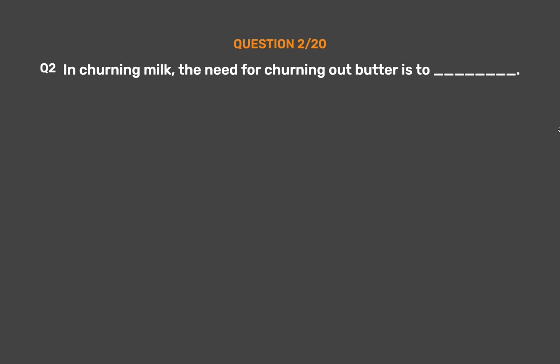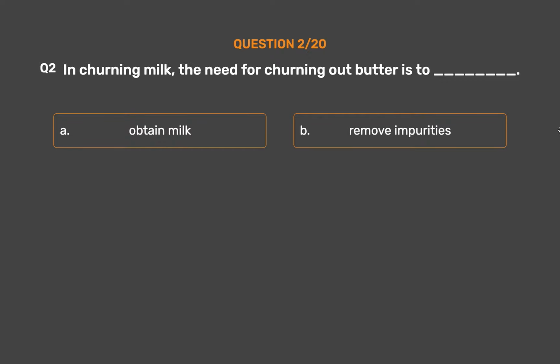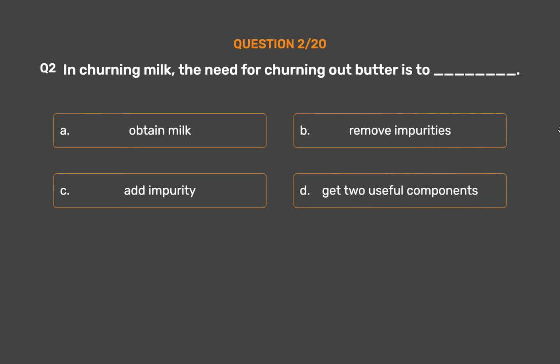Question number 2. In churning milk, the need for churning out butter is to ____. Option A. Obtain milk. Option B. Remove impurities. Option C. Add impurity. Option D. Get two useful components.